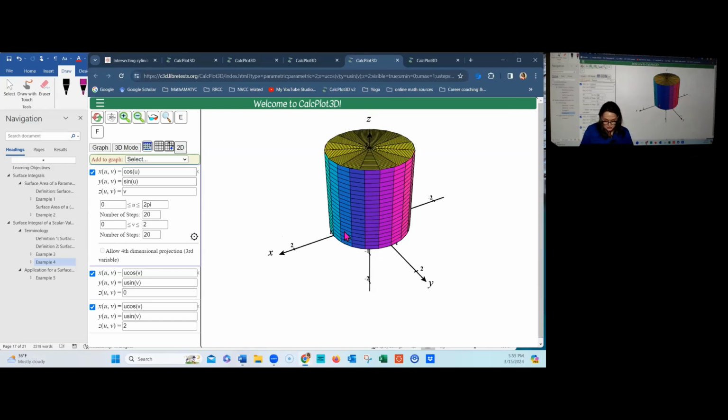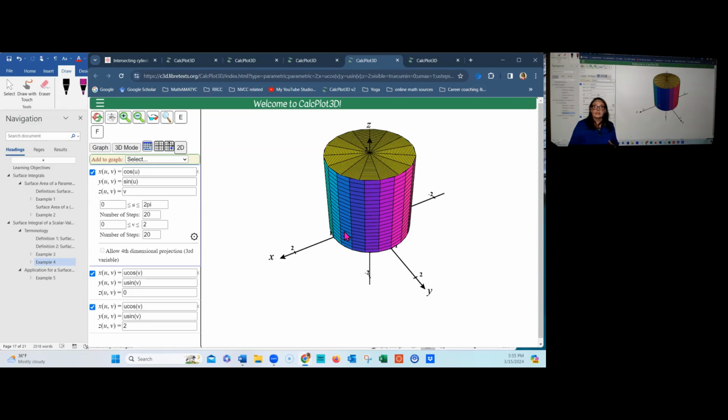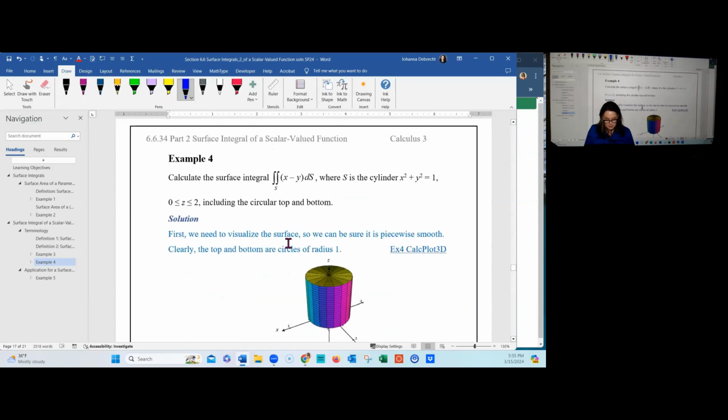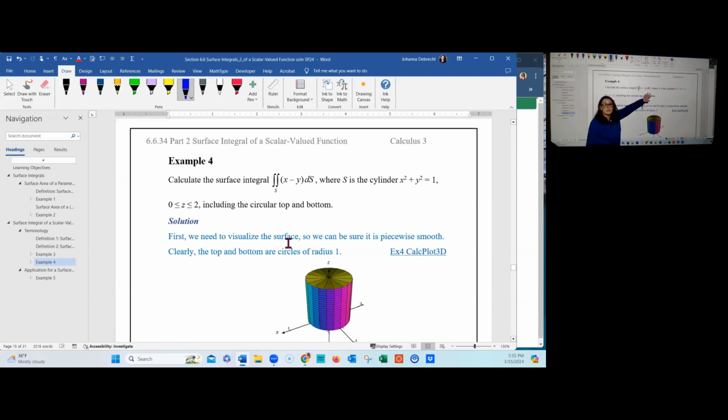When we look at our surface, recall that our surface is based on a circle of radius 1. So x squared plus y squared equals 1. In this case, it is symmetric with respect to both x and y. Our function, the first part of the integrand coming way back up here, was x minus y. Since it's symmetric with respect to both x and y, and on circles they maintain the same value, it's not surprising that the surface integral gives us a value of 0.